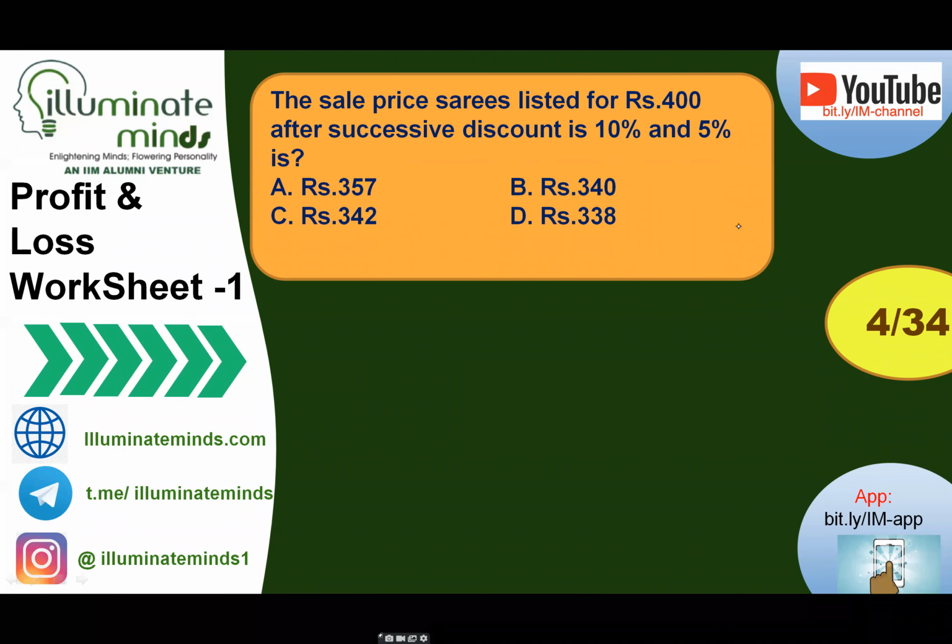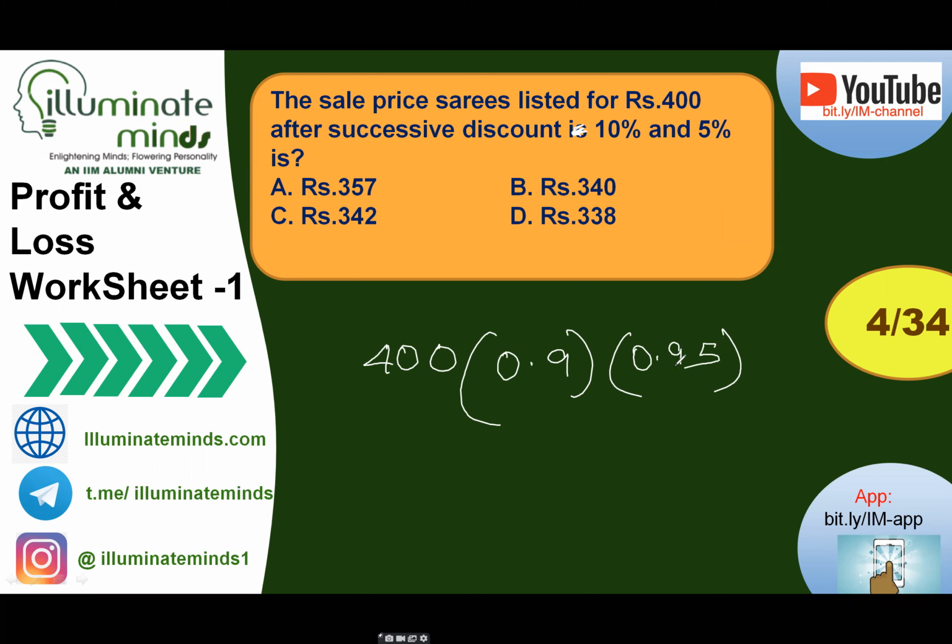Question number 4. The sale price of saris listed for rupees 400 after successive discounts of 10% and 5%. Successive discount of 10% means I need to multiply it with 0.9. Successive discount of 5% means 0.95. Yes, which will give me 400 into 9 by 10 into 19 by 20.